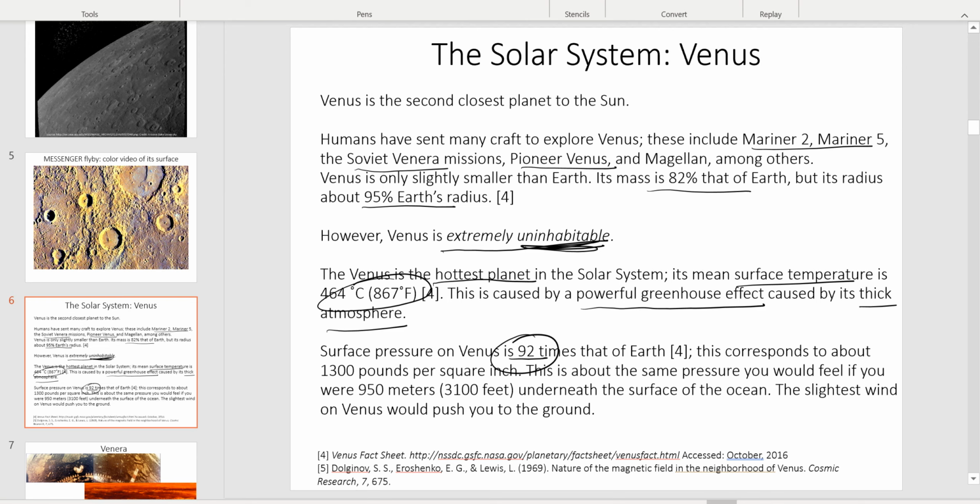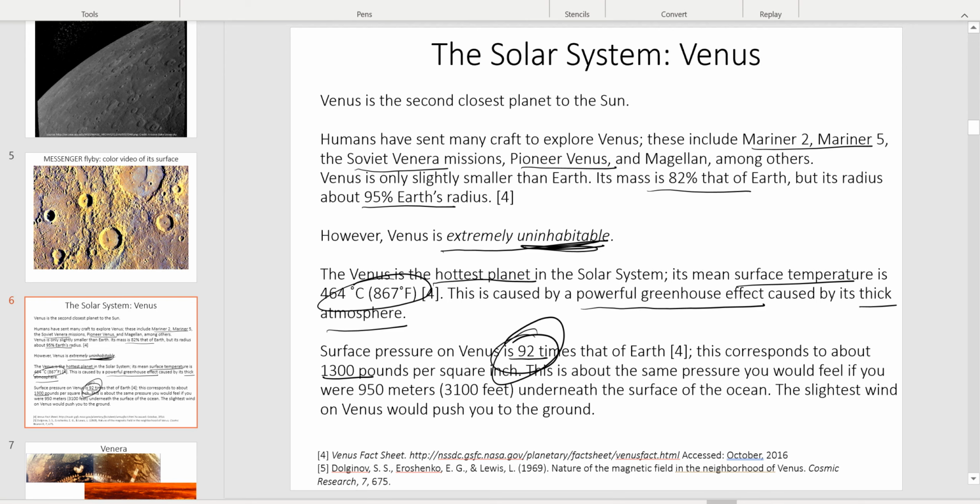And the reason why you don't feel that force is because these forces are balanced within your body, essentially. And not only are they balanced within your body, but these forces are exerted on the entire surface of your body equally. I don't want to get into a full discussion of this, but the point is that the surface pressure of Earth is quite substantial compared to certainly the Moon or Mercury. But the surface pressure on Venus is almost 100 times that of Earth. And this corresponds to about 1,300 pounds per square inch.